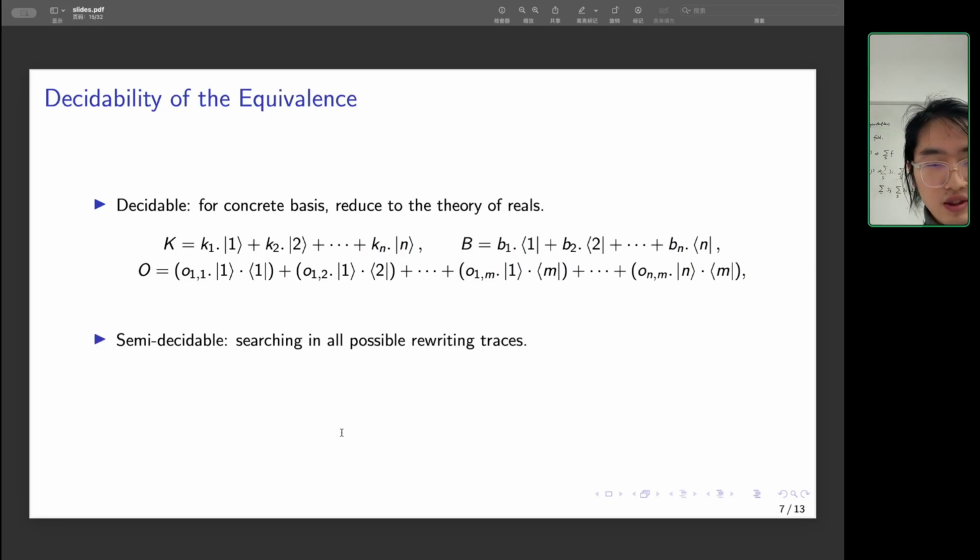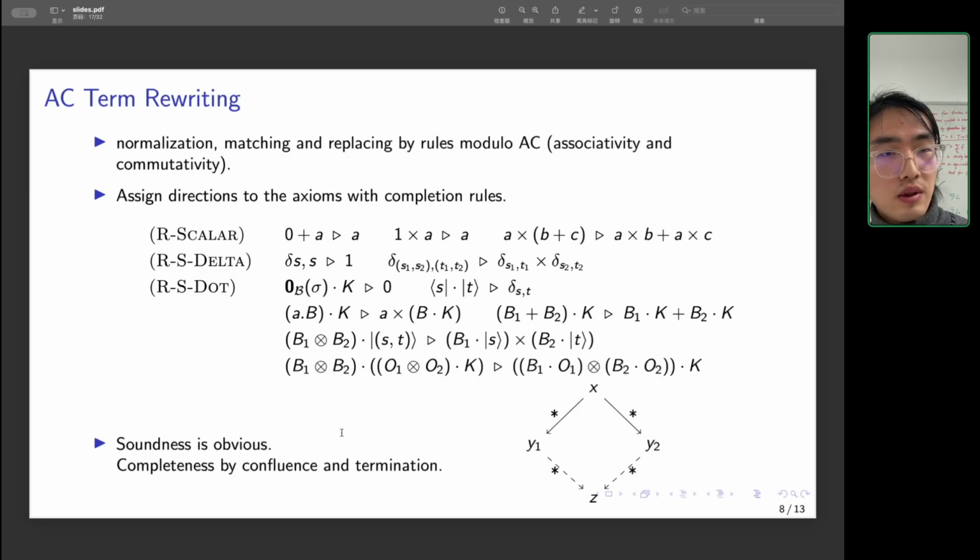Another observation is that because we have a set of equations as axioms, if two terms are provably equivalent, then the rewriting trace can always be searched out. But again, this is not practical. So what is a practical way? We use term rewriting as our technique. In general, term rewriting decides equivalence by normalizing the two terms and seeing whether the results have the same syntax.